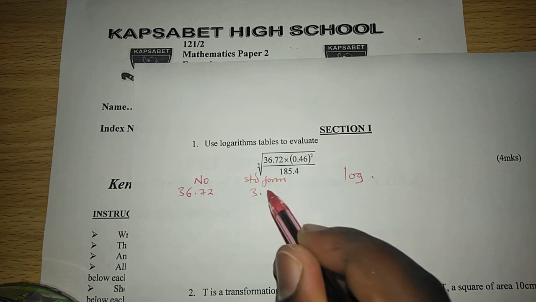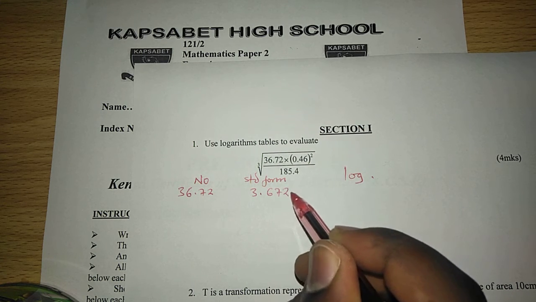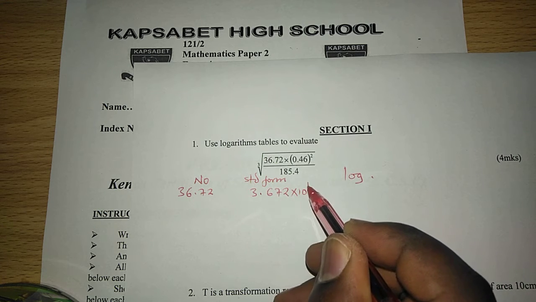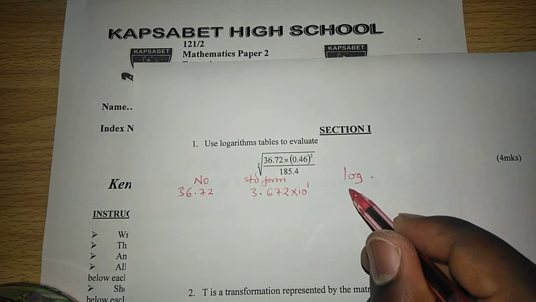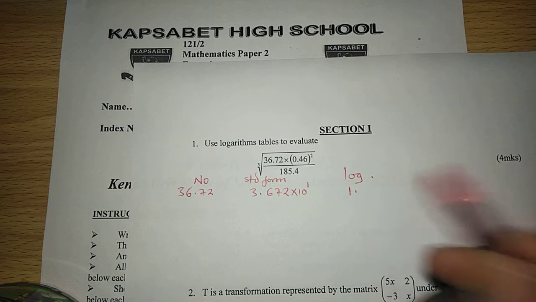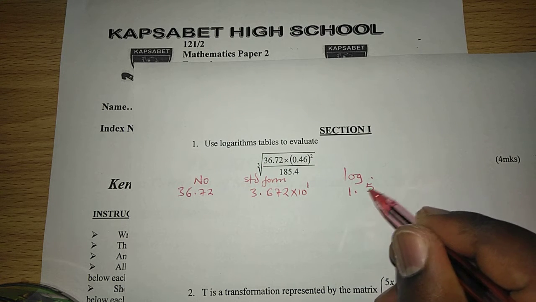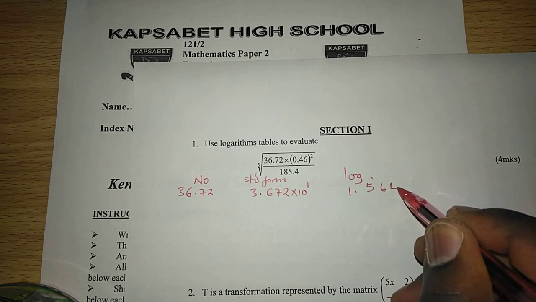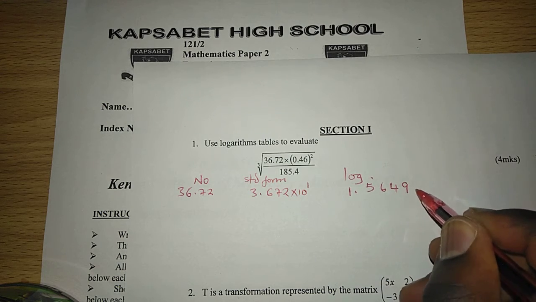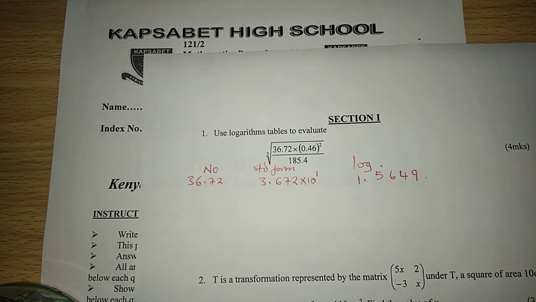whereby this becomes 3.672 times 10 to the power of 1. For that matter, it means the logarithm will start with 1. Then the logarithm of 3.672 is 5649. So that is the log of the first number.